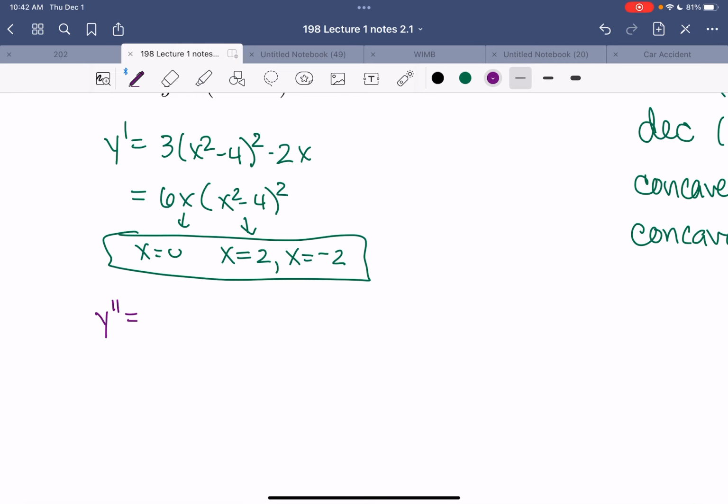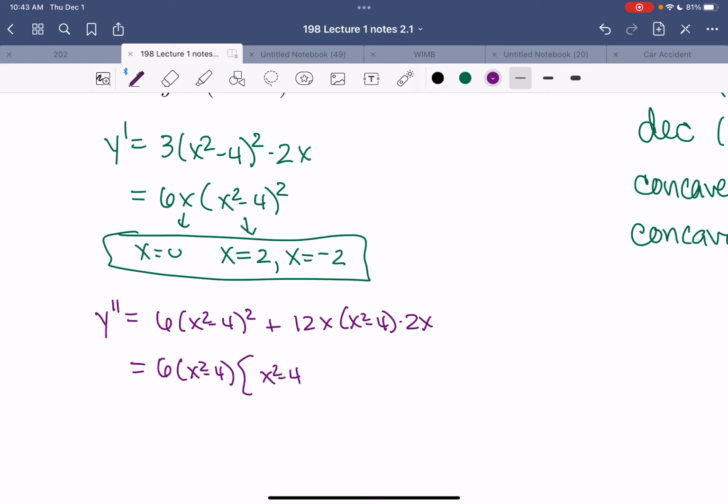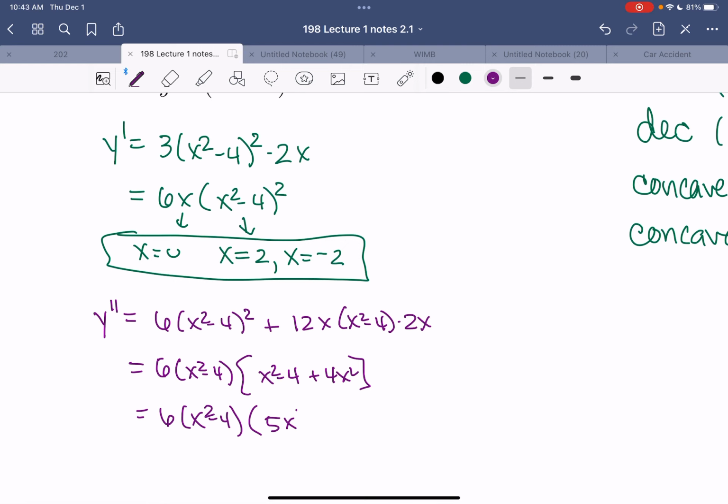So you've got to go product rule. So it's going to be 6 times x squared minus 4 squared plus 12x times x squared minus 4 times 2x, which is a big old pain in my butt. So this is 6 times x squared minus 4. They have both all that in common. When you take that out, they have x squared minus 4. And I've got 4 plus 4x squared. So you end up with 6 times x squared minus 4, and you have 5x squared minus 4.